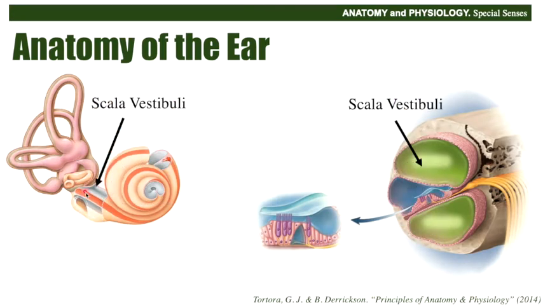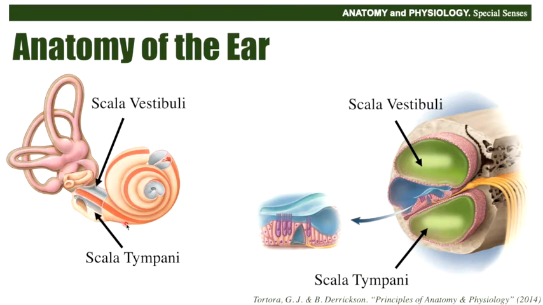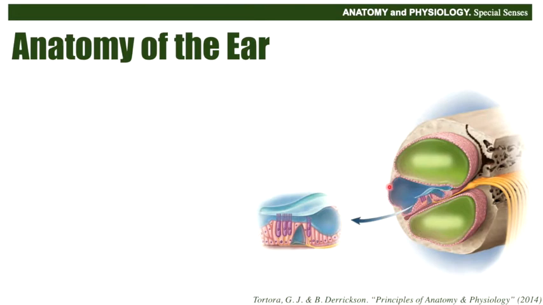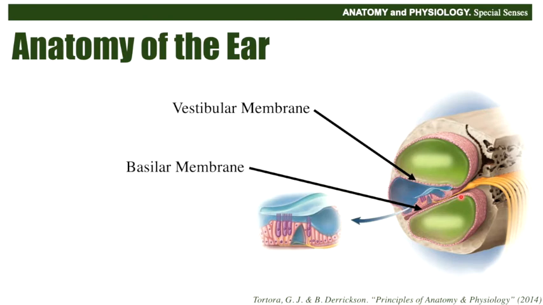The superior chamber that begins near this oval window is called the scala vestibuli. This inferior chamber is the scala tympani, which coils and ends in the round window. The middle chamber is the cochlear duct or scala media. Within the cochlear duct is the spiral organ of Corti, which contains the hearing receptors or hair cells. The cochlear duct is separated from the scala vestibuli above by this thin vestibular membrane and from the scala tympani below by this basilar membrane. Both the scala vestibuli and scala tympani contain the fluid perilymph, while the cochlear duct contains the fluid endolymph.